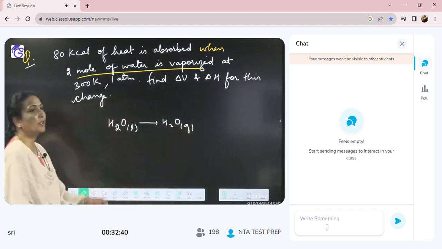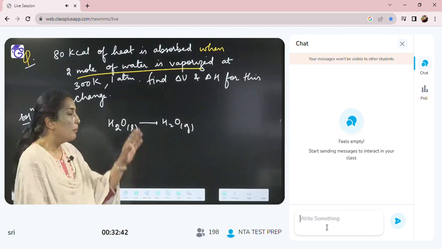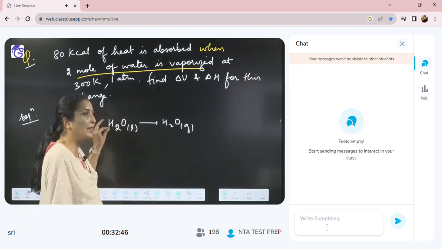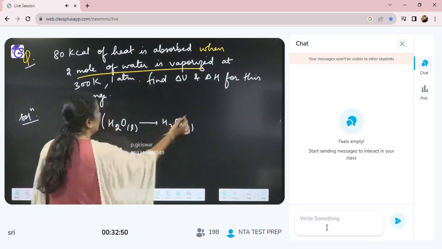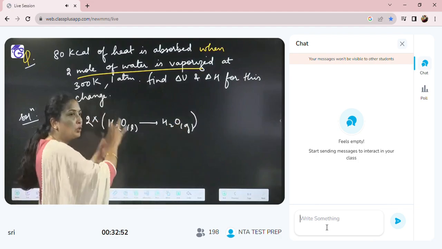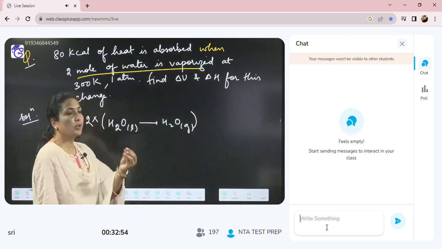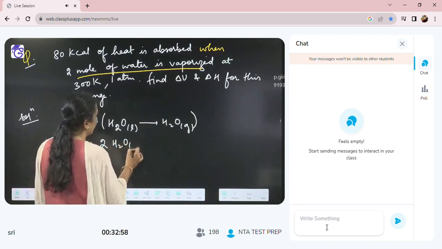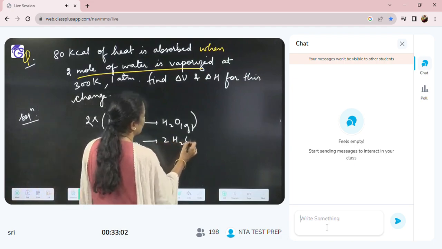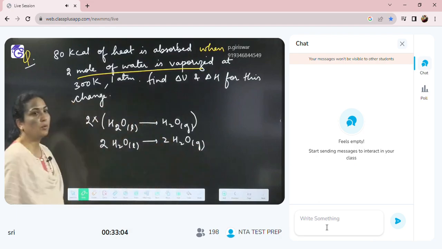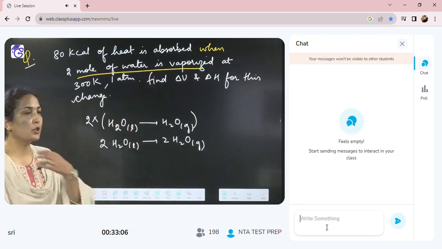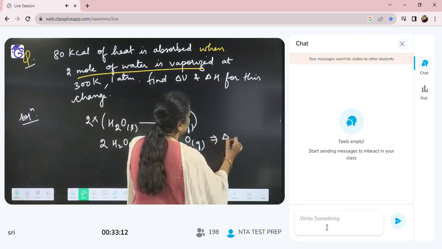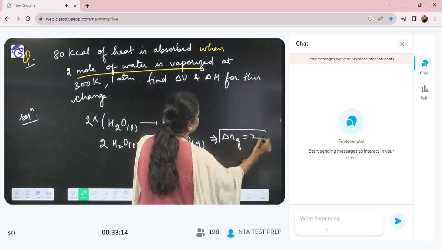Now I told you that when you have to calculate delta Ng, make sure that you are having the same number of moles of that reactant reflected in the reaction. That means you multiply here by 2 so that you are having 2 moles of water getting vaporized. So that delta Ng you do not forget. So what I'll be writing here, 2H2O liquid, which is giving you 2H2O gas. Is this digested by everyone, what I've written on the board? 2H2O liquid giving you 2H2O gas. Now, this will imply that delta Ng is going to be 2.